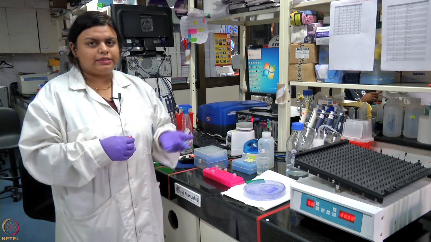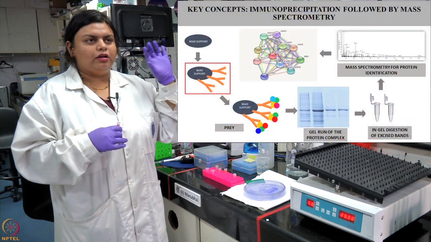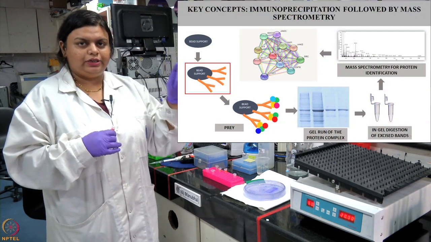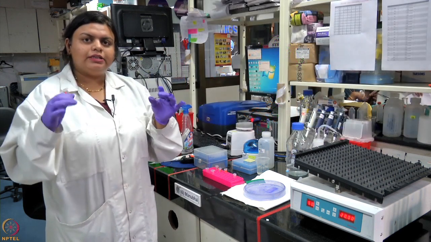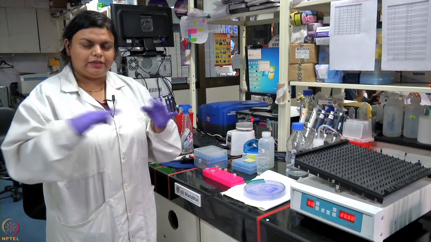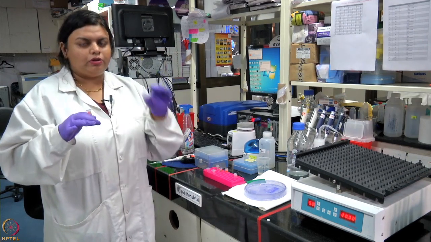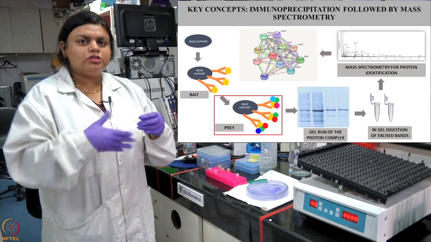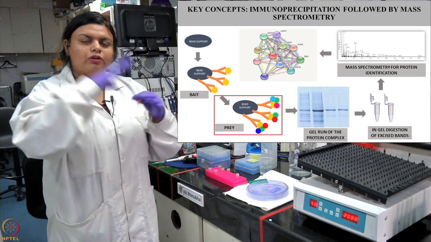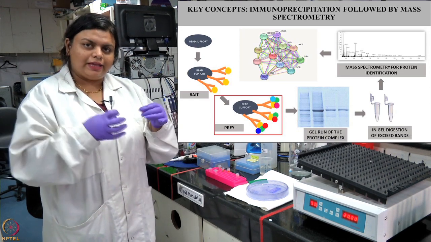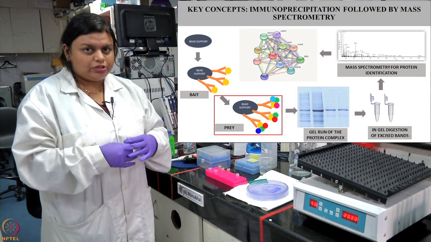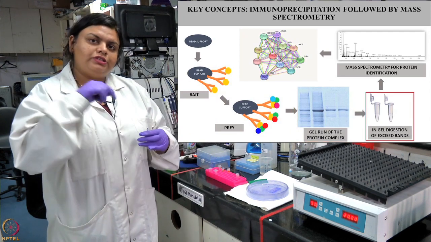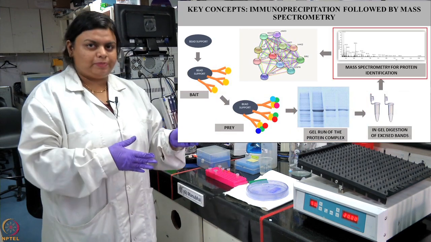And then the last step is using the antibody and bead conjugation mixture, where the antibody is already bound to the bead, and using this pre-cleared lysate, which is clear of all the noise or background proteins, we will incubate overnight. This is the way we will get all the interacting partners together in a big complex, which we will subsequently run on an SDS gel, and then we will do the gel excision followed by mass spectrometry.